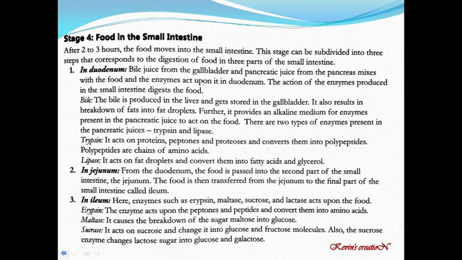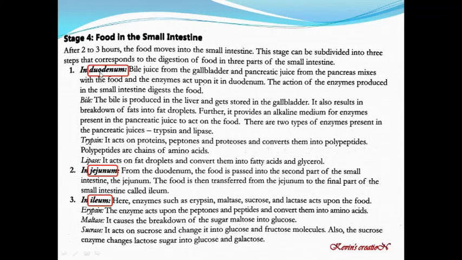Small intestine can be divided into 3 parts. And what are these 3 parts? The first is duodenum, the second one is jejunum, and the third one is ileum. Usually what we think is digestion takes place only in the stomach, and that is not true. It starts in the mouth, then in the stomach, and maximum digestion takes place in small intestine.